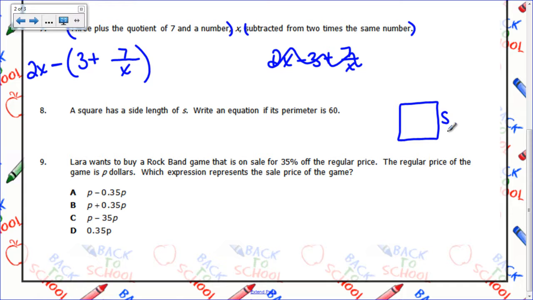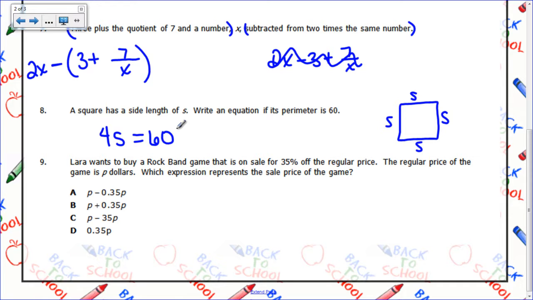So I have 2 options for my perimeter. I can do s plus s plus s plus s, or because it's a square, I can do 4 times the side length will give me the perimeter, which I know is equal to 60.